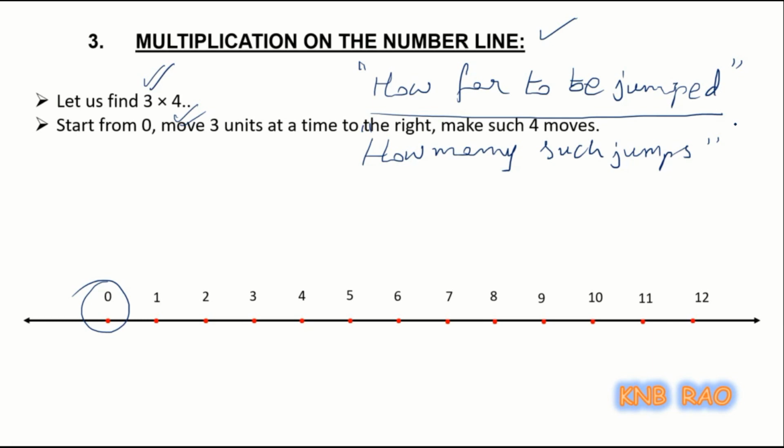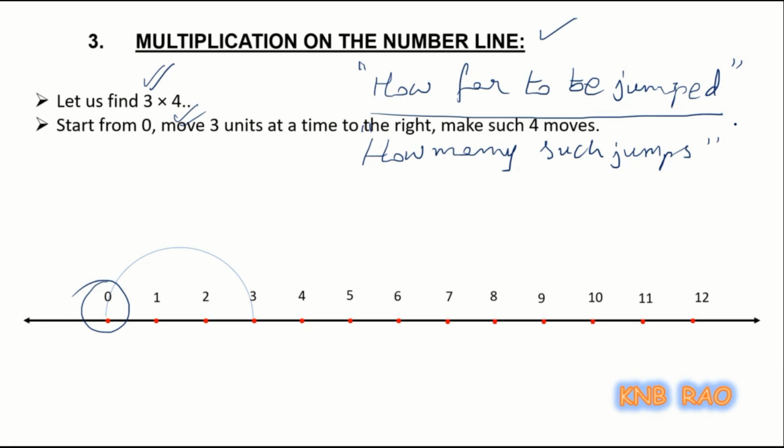So move 3 units at a time to the right side. Again, the product of any two positive whole numbers, positive whole numbers are all positive. The product of any two whole numbers must always be positive, if both are non-zero. If any one is 0, the product is 0. So we always move towards right only. So 3 steps in one leap we will jump.